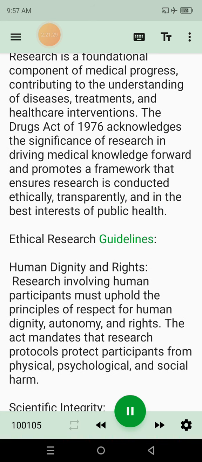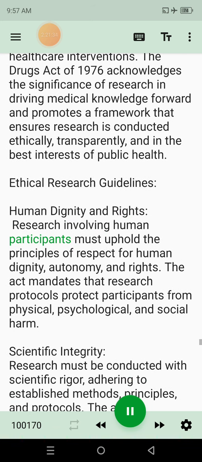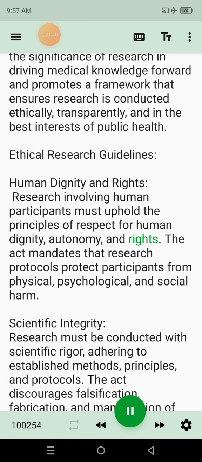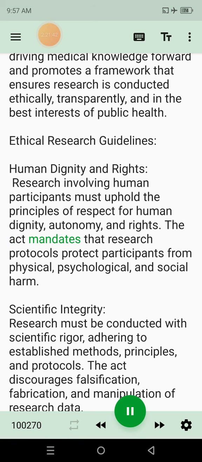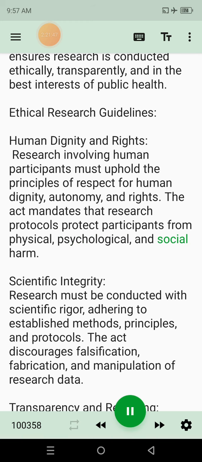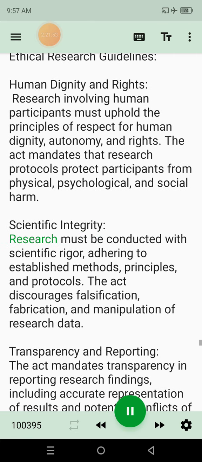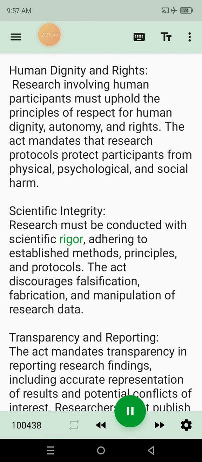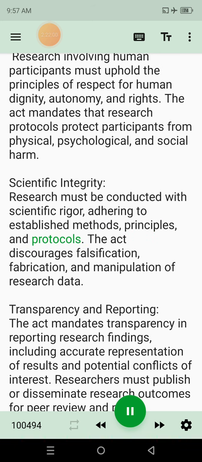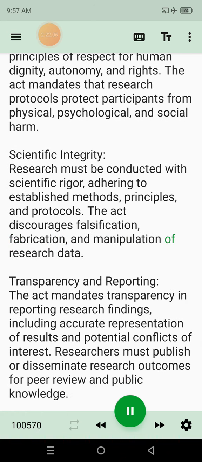Ethical research guidelines. Human dignity and rights. Research involving human participants must uphold the principles of respect for human dignity, autonomy, and rights. The Act mandates that research protocols protect participants from physical, psychological, and social harm. Scientific integrity. Research must be conducted with scientific rigor, adhering to established methods, principles, and protocols. The Act discourages falsification, fabrication, and manipulation of research data.